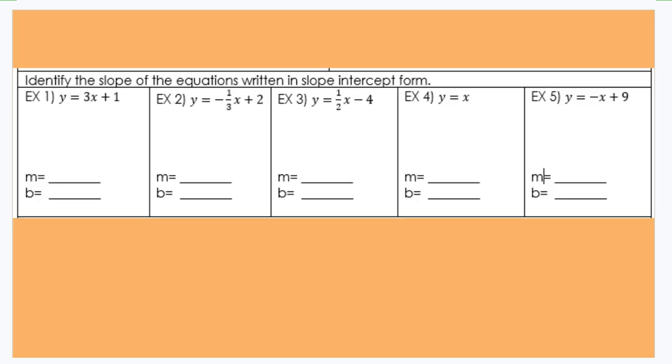In this next section, we're going to identify the slope of the equations written in slope-intercept form. So let's do this first one together. Y equals 3x plus 1. Starting out pretty easy. Remember our formula is y equals mx plus b, where m is your slope and b is your y-intercept.